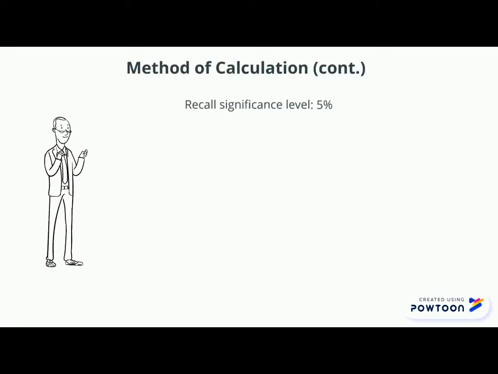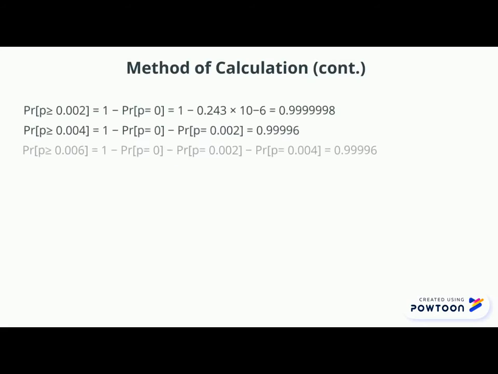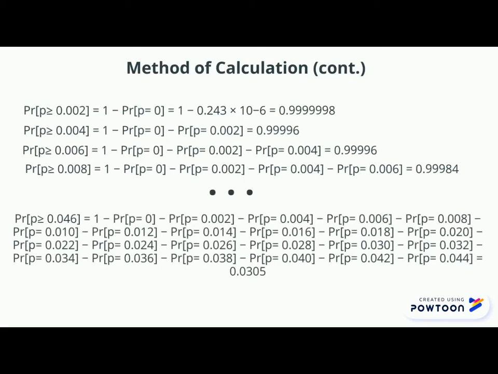Recall that we have a significance level of 5%. To check when we exceed the significance level, we need to calculate the successive probabilities by adding them together one by one. As we go, we look for the value where we end up just slightly lower than 0.05, which is the significance level. We will reach the value of 0.0305 upon checking probability P bigger than 0.046.